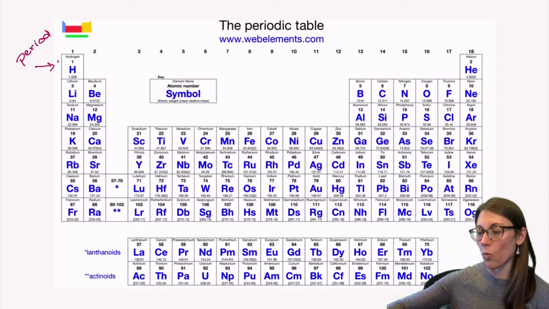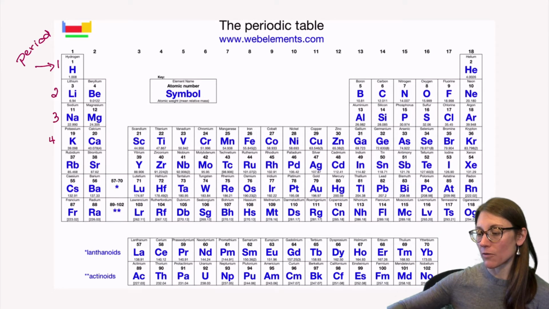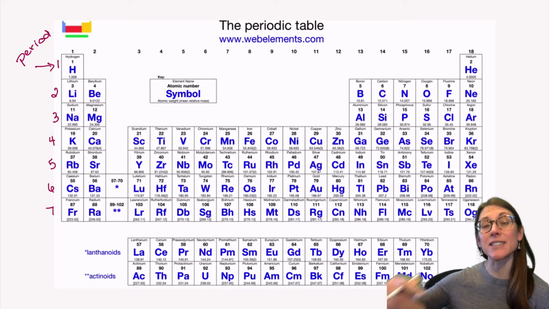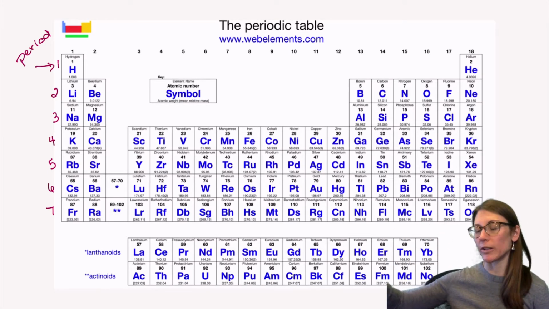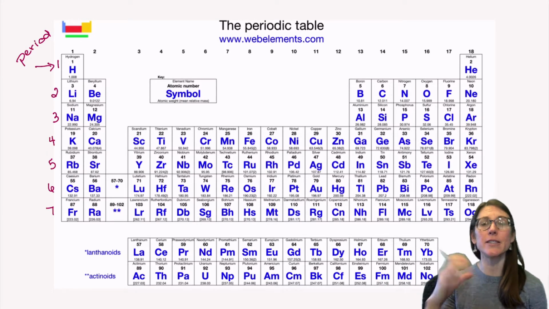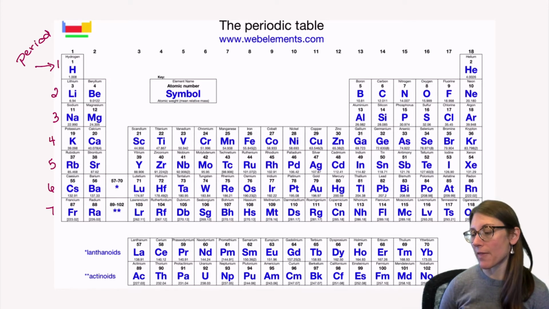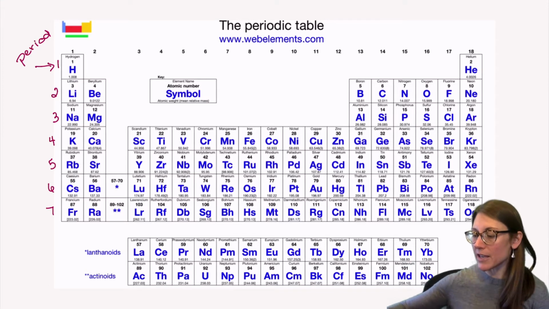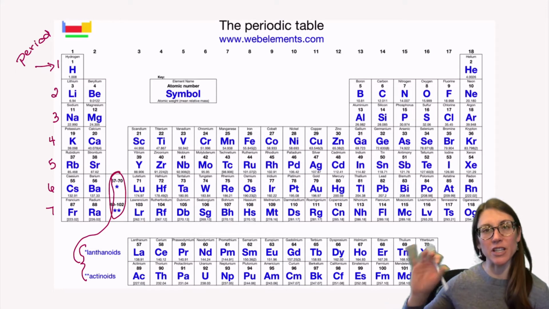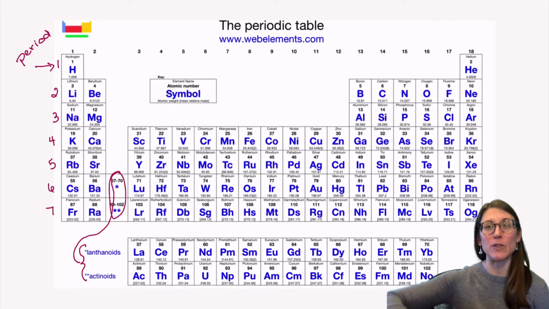So we have period 1 at the top, period 2 is the second row, period 3, 4, 5, 6, and 7. So those horizontal rows are your periods. And on the periodic table that you guys have, which is the one I have on this screen, the Web Elements most current periodic table, you'll notice at the bottom that there are 2 rows. These rows actually belong right here in the middle. That's why there's a star and a double star there, because those elements would actually slide right in to make a much wider periodic table that doesn't fit very well on a piece of paper.